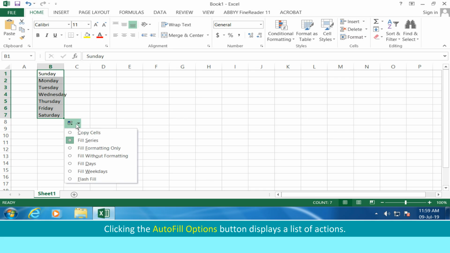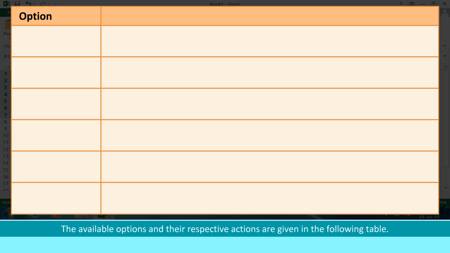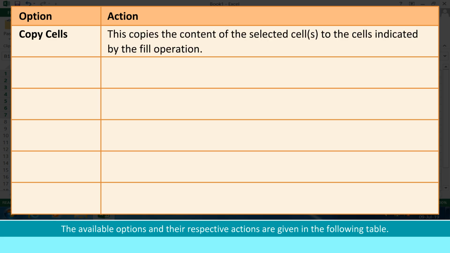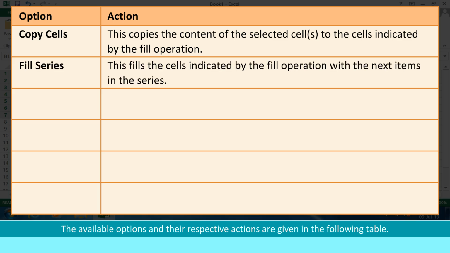Clicking the Autofill Options button displays a list of actions. The available options and their respective actions are given in the following table. Option: Action. Copy cells. This copies the content of the selected cells to the cells indicated by the fill operation. Fill series. This fills the cells indicated by the fill operation with the next item in the series.